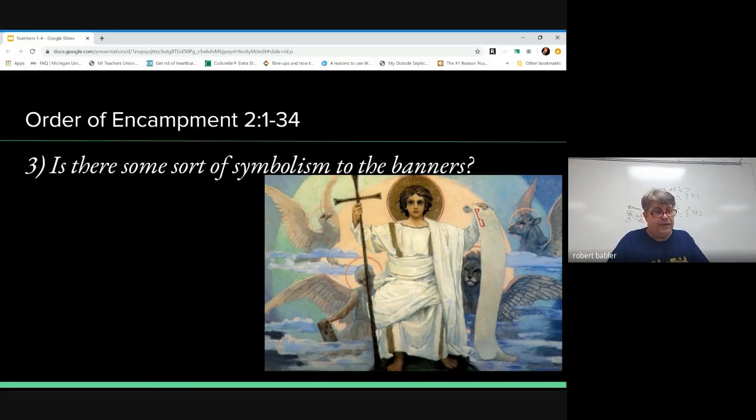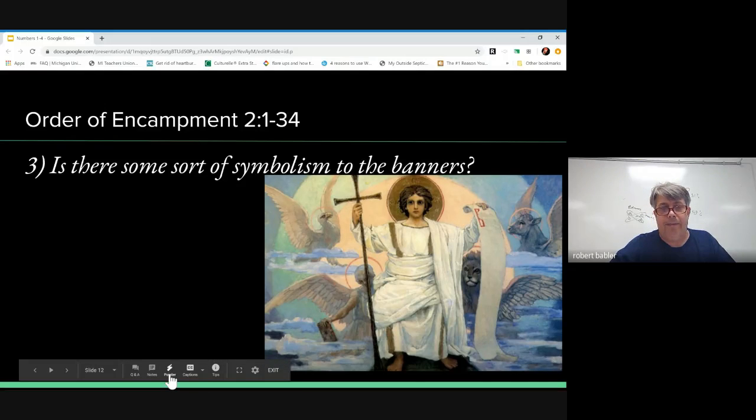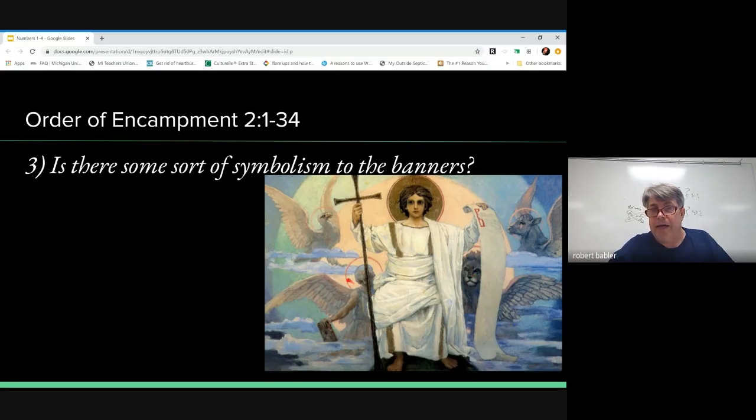The order of encampment, next question is there some sort of symbolism about the banners? This gets really interesting. The banners that God tells them to be under, all right? When you've got Judah, and he bears the figure of a lion. And you've got Reuben, who bears the likeness of a man or a man's head. And then you have Ephraim, which is the figure of an ox, and Dan, which is a figure of an eagle. Okay, now if you look at the picture that I have right here, you've got the lion kind of hiding, and you got the man, and you have the eagle, and you have the ox.